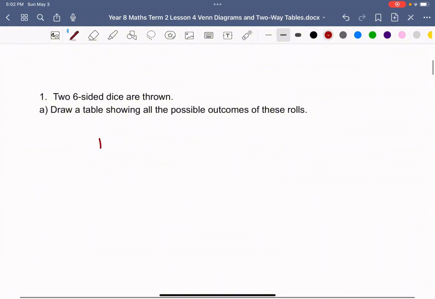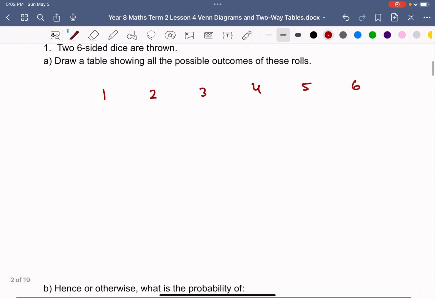I'm going to start with my first die being thrown. 1, 2, 3, 4, 5, 6. 6 sides. And then I'm going to start with my second dice. 1, 2, 3, 4, 5, 6. Now that that's all labelled, I'm going to fill up my table so it has all of the outcomes.